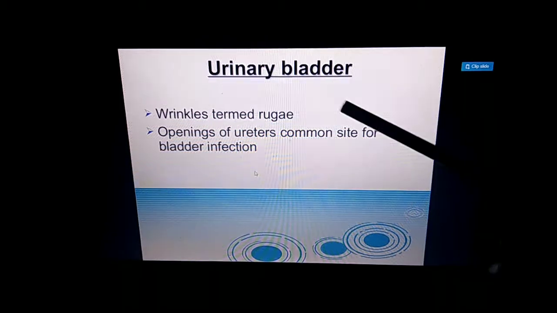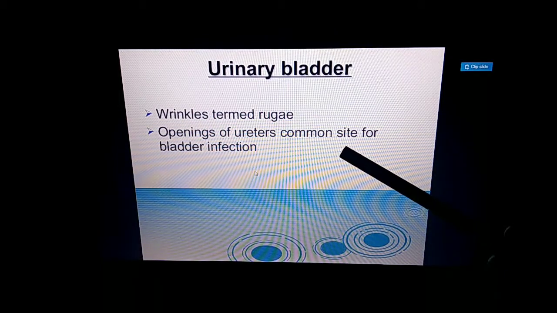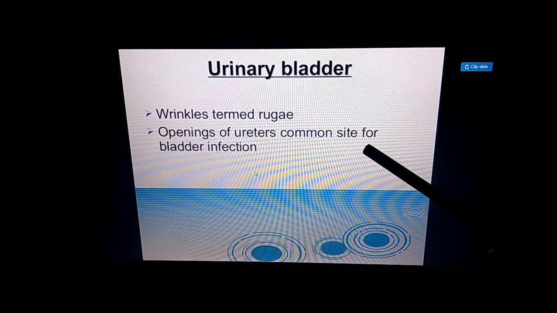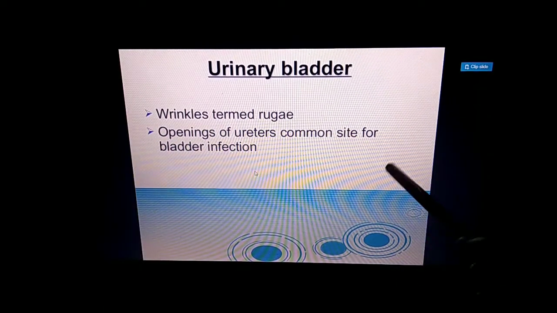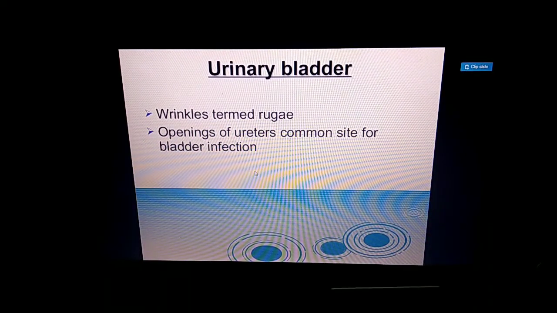Then the urinary bladder, how it appears: it looks wrinkled, with folds called rugae. The opening of the ureters is a common site for bladder infection. It may be a cause of infection, that is UTI.